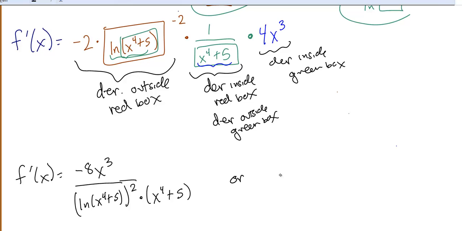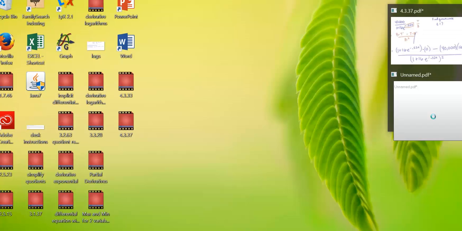Or, looking at MyMathLab, it looks like they wrote it 8x cubed over x to the 4th plus 5 times the natural log of x to the 4th plus 5 squared. It doesn't really matter which way you write it. Hopefully MyMathLab would accept it either way. Oh, sorry. To the negative 2.